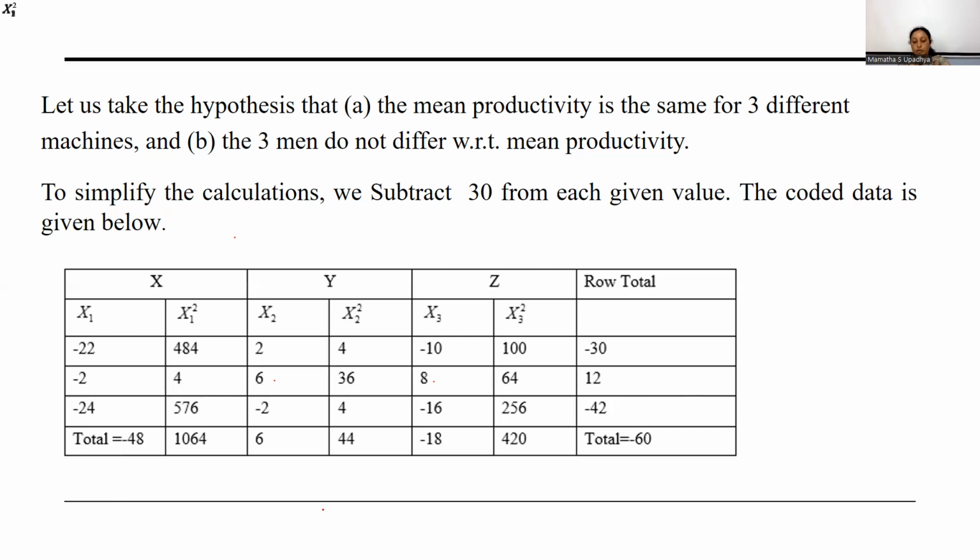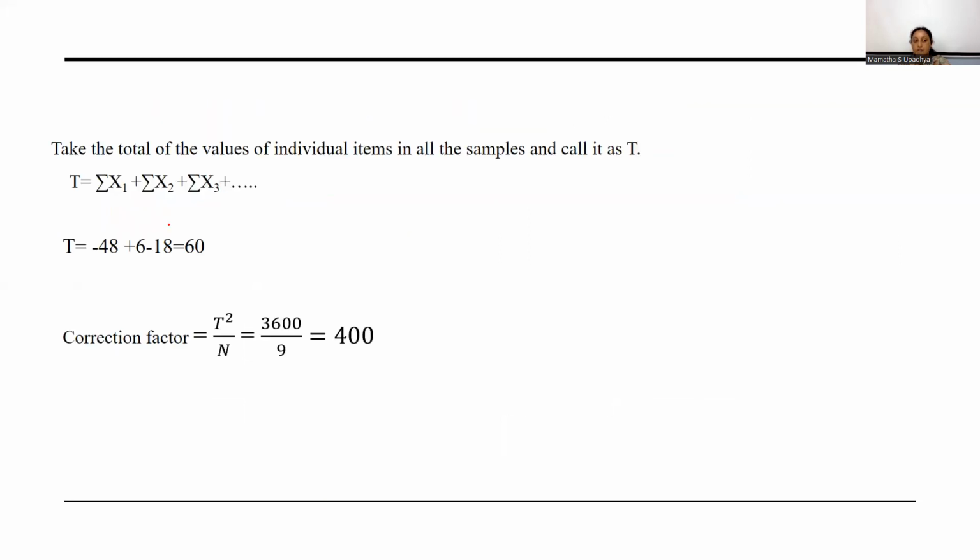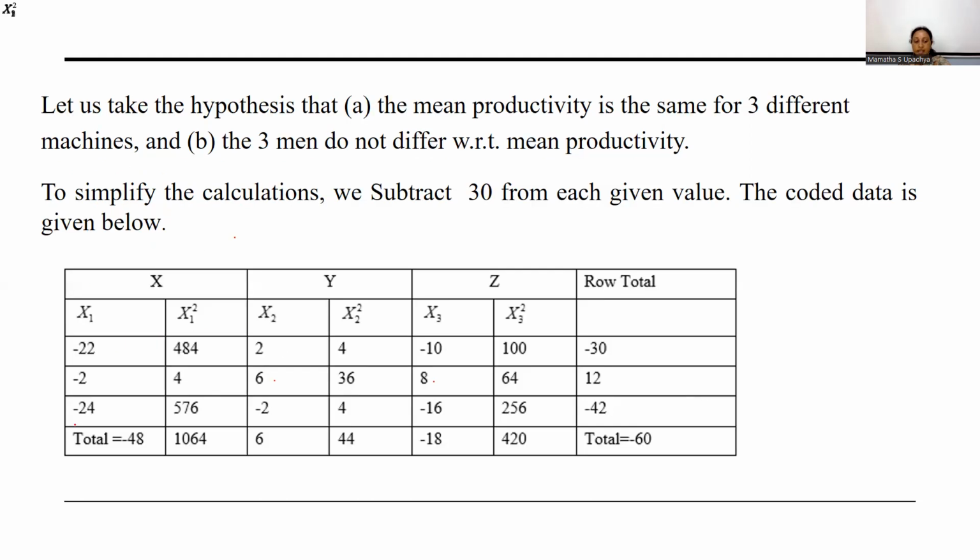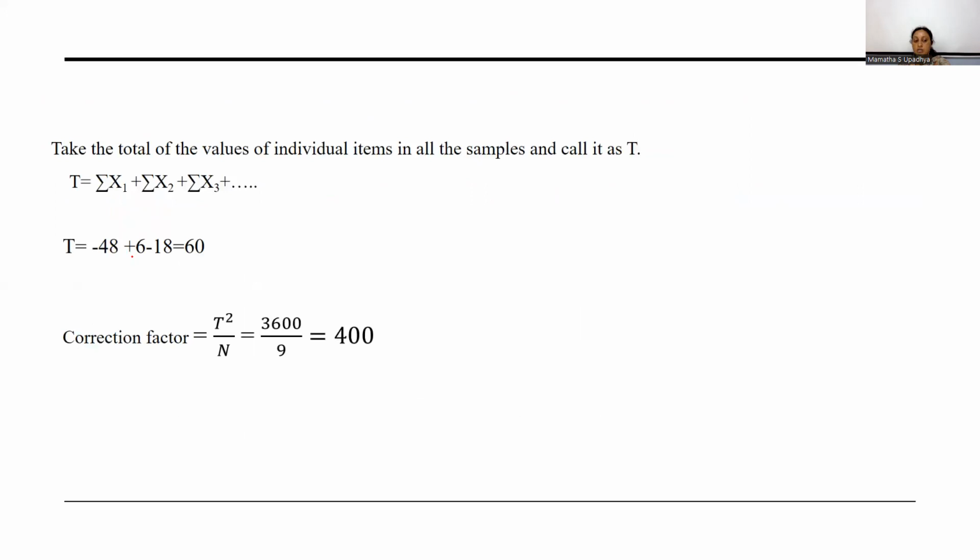So after this, let us go with the algorithm. The algorithm says, find the total of all the individual items, and this is called T, the total of sample values. So we have got 3 samples, therefore total of x1 plus total of x2 plus total of x3. It is better to construct the table so that it becomes easy. So total of x1 is minus 48, total of x2 is 6, and total of x3 is minus 18. So when we add all this, we'll be getting the total value as equal to minus 60.